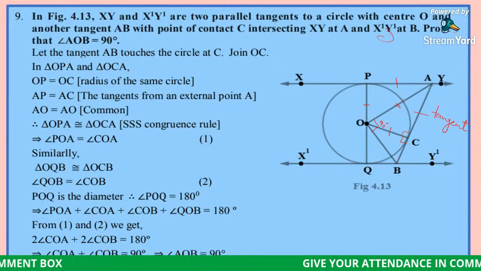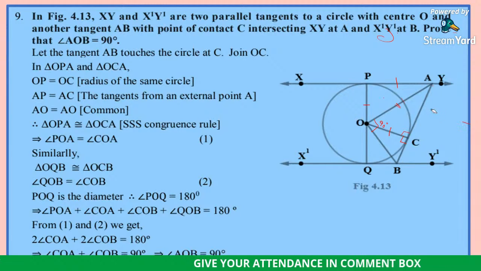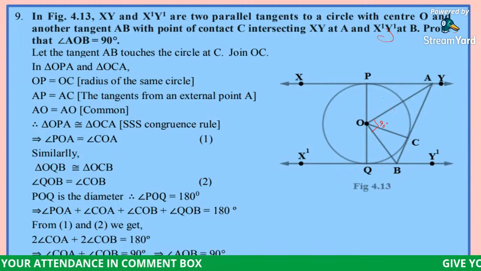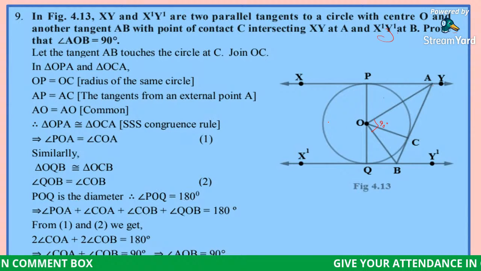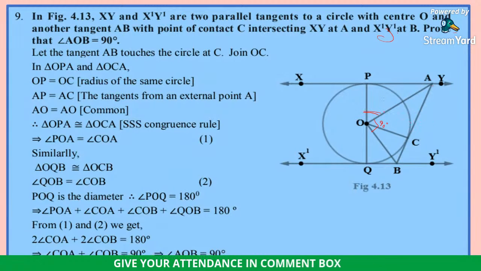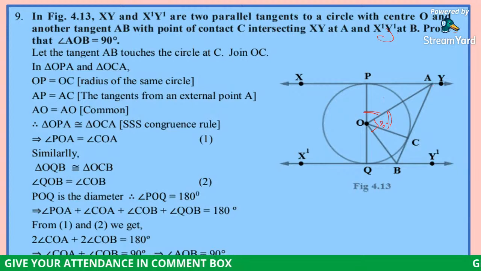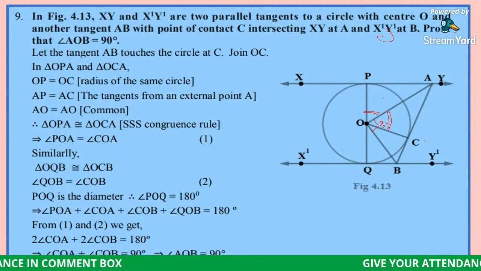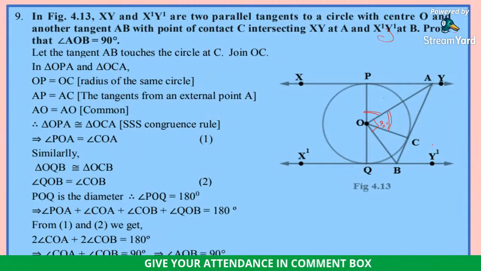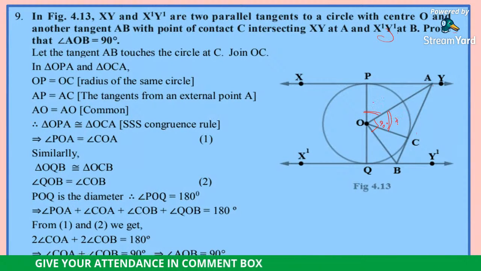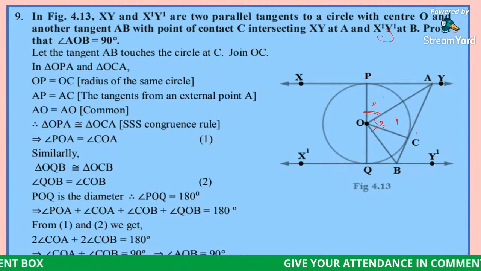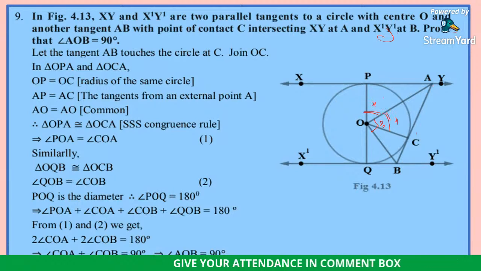To prove the next part, we need the very important part here. Once we use congruency, we can write angle POA is equal to angle AOC, or COA. Both these angles are equal. For identification, I am marking this. You can easily identify, these angles are going to be equal.